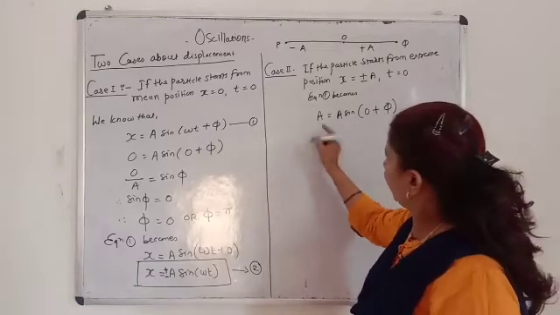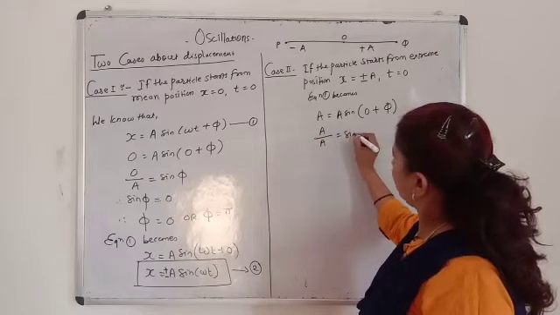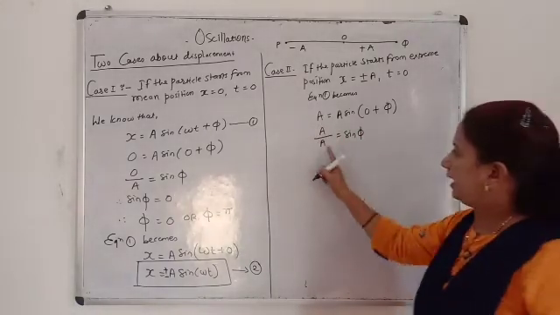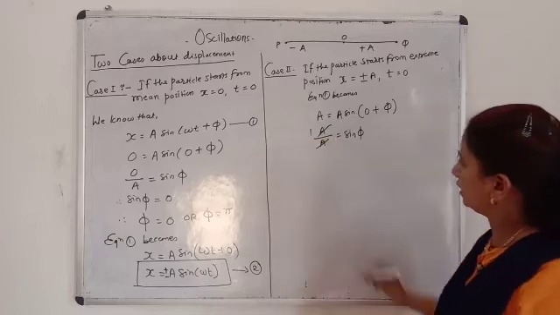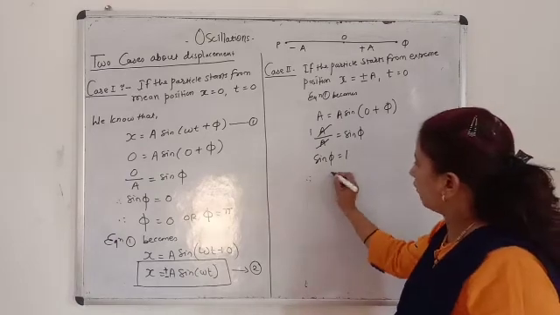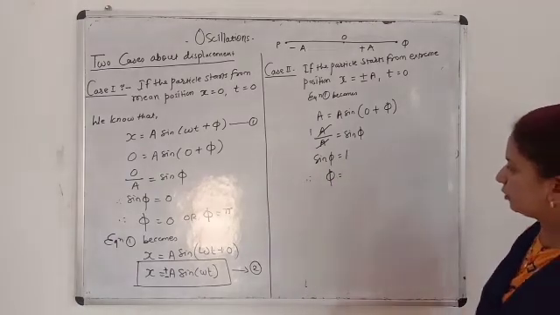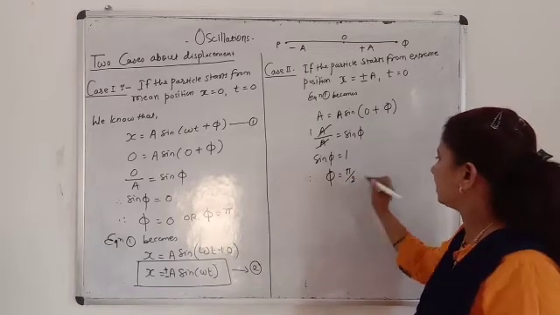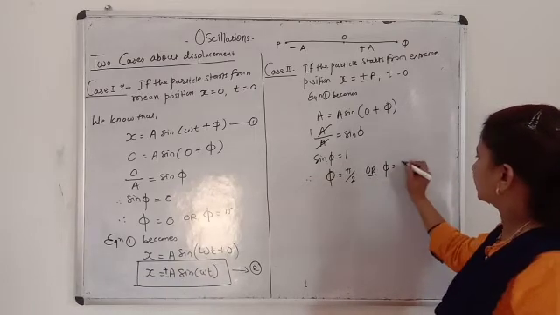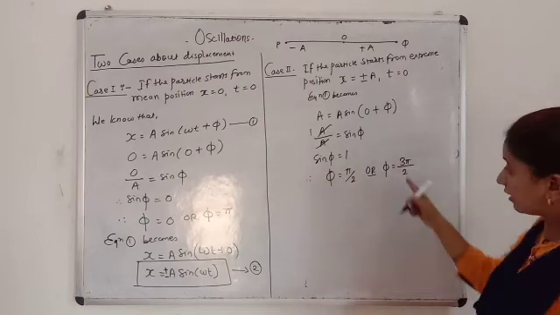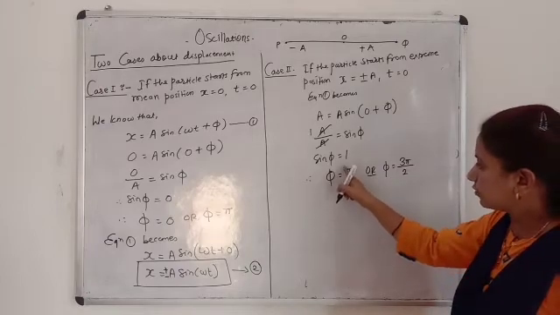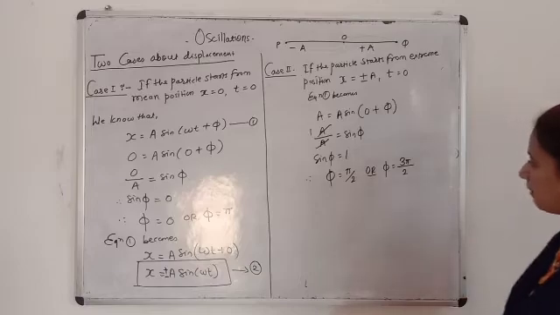So here a by a equals to sine phi, so a by a equals to sine phi, here it becomes 1. So sine phi equals to 1. So here phi equals to pi by 2, sine 90 is 1, or this phi becomes 3 pi by 2, that is 270 degree. This is minus 1. So here phi equals to pi by 2 or phi equals to 3 pi by 2.